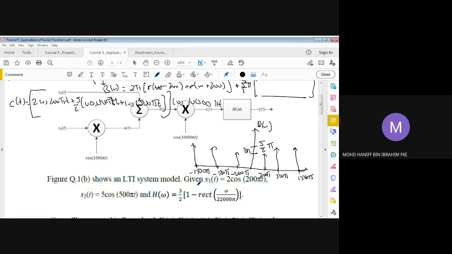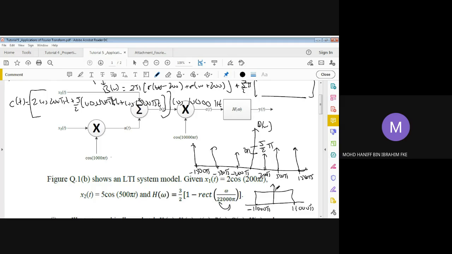So what you have to do is sketch this equation now, yeah? So it is rect of omega divided by 22,000 pi. If I sketch this function here, it will look like this. This is negative 11,000 pi. This is positive 11,000 pi. Okay, this is rect of omega divided by 22,000 pi.